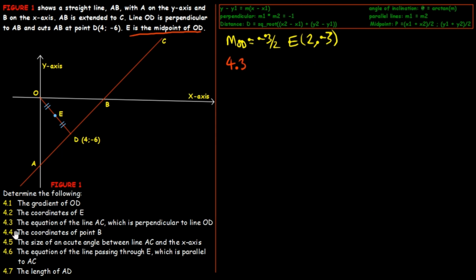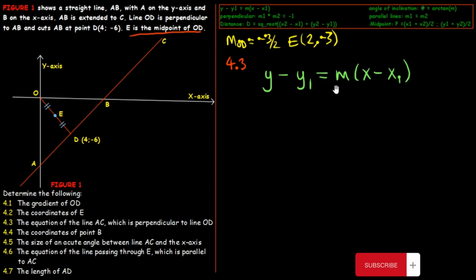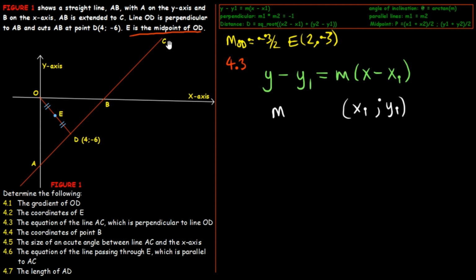Moving to question 4, item 3, we need the equation of the line AC, which is perpendicular to the line OD. From this given information, we can determine the equation of a line using this formula. To find the equation of the line AC, we need a gradient and a point, and that point should be along AC. The point which we have along AC is D. So this will be our x1 and y1, which is 4 and -6.